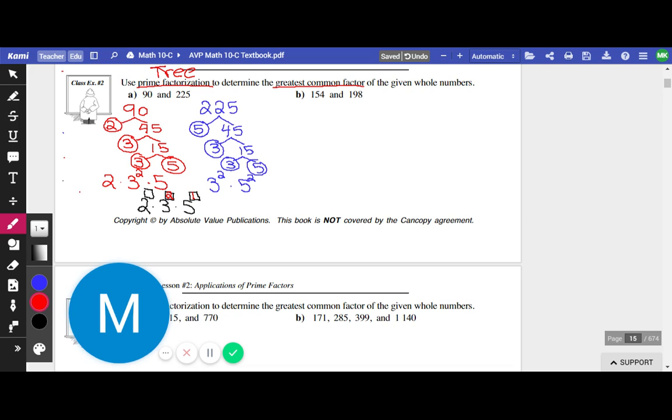Picking the lowest exponent for the 2 is tricky. Because if you look, it looks like the lowest exponent is 1, correct, from the red tree? When in reality, the lowest exponent is 0, because there is no 2 in the blue tree. So this means there was 2 to the power of 0 in the blue tree. Lowest exponent would be 0.